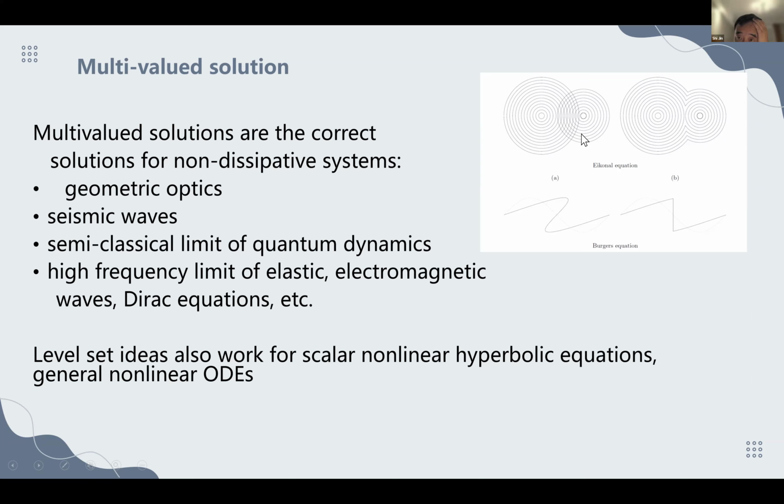For Hamilton-Jacobi also, again, the multivalued solution, you will allow linear superposition. And actually, there are a lot of applications where the shock, the viscosity solution, is not the right notion. For example, for geometric optics or seismic waves, if you care about not just the first arrival, which is the viscosity solution, but multiple arrivals, they are multivalued solutions. And if you talk about the semiclassical limit of quantum mechanics, or the high frequency limit of any linear waves, from elastic waves to electromagnetic waves, you get these multivalued solutions, all right? So there are a lot of physical applications where the multivalued solution is relevant.